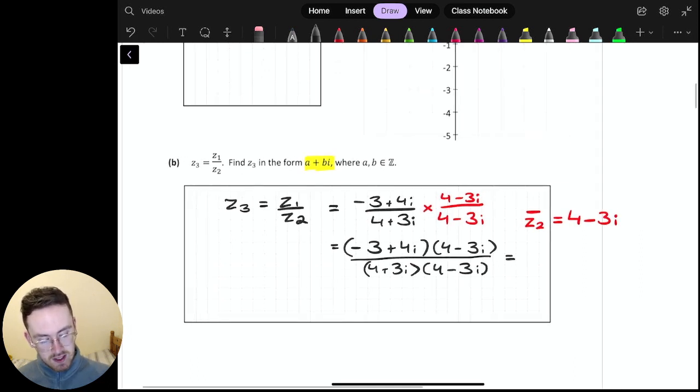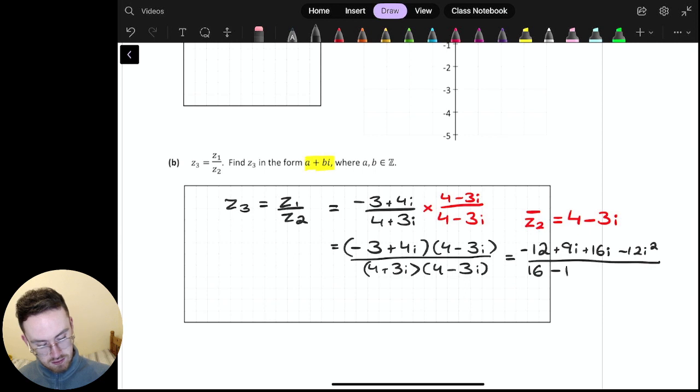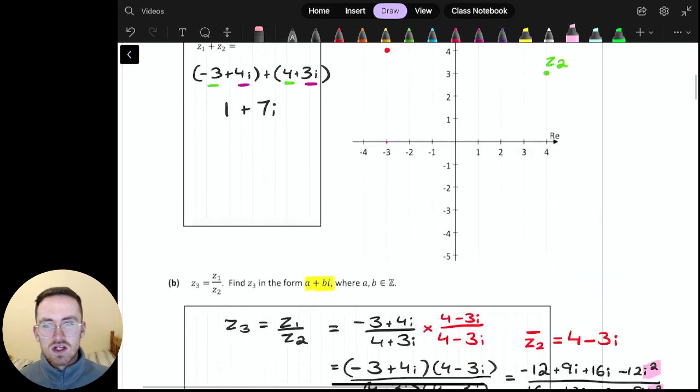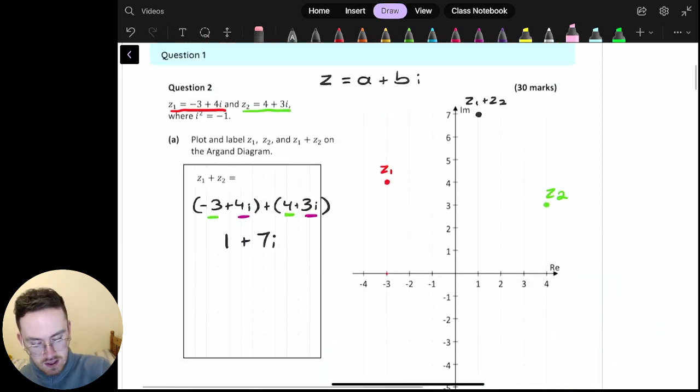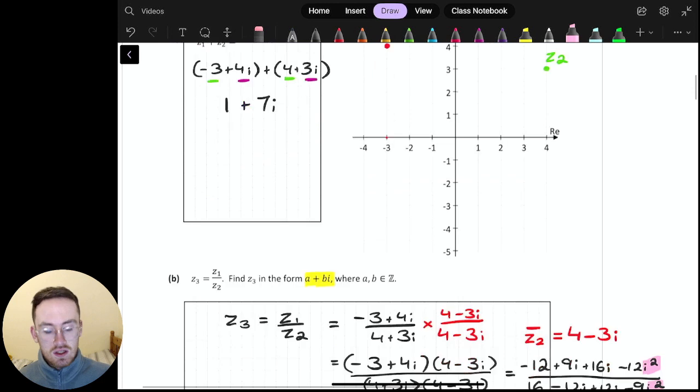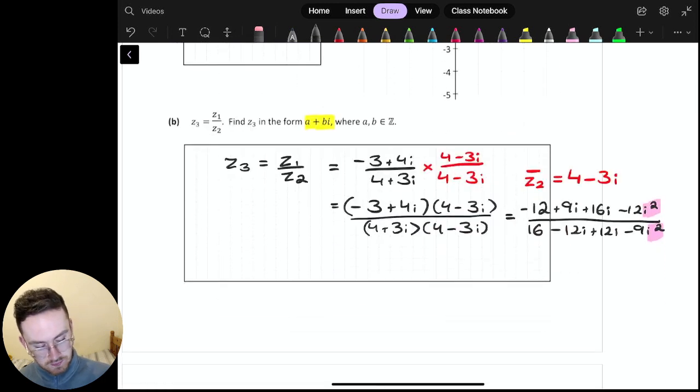So multiplying out our brackets, I get minus 12 plus 9i plus 16i minus 12i squared. Okay, on the bottom I get 16 minus 12i plus 12i minus 9i squared. Okay, now we need to take note of one of our key points, this i squared. What did they tell us at the start of the question i squared was? i squared is minus 1, so we need to use that now.